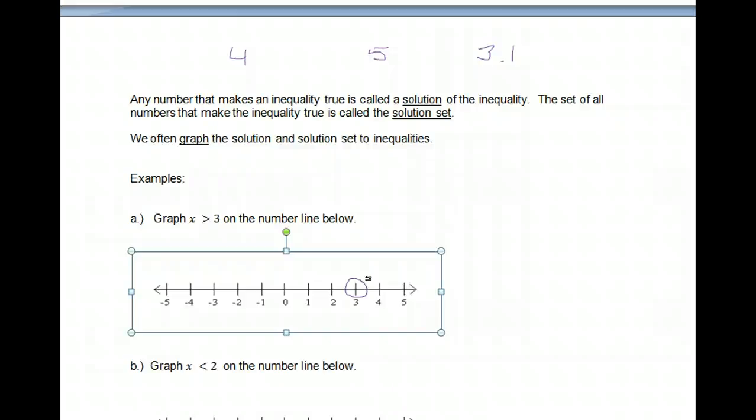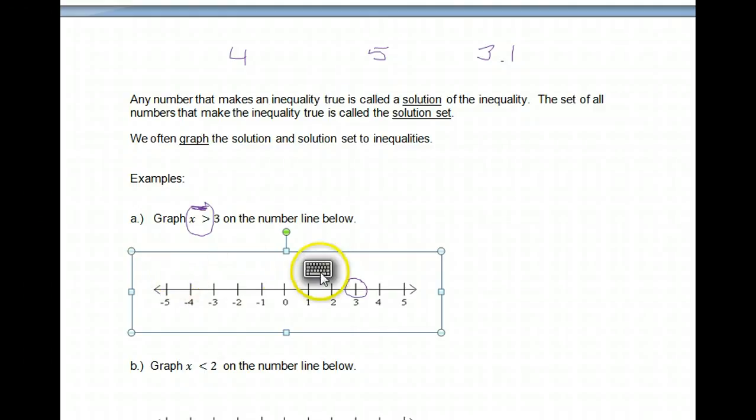So an open circle tells us those two things, that it's the boundary and that the number 3 is not included in that solution set. Then, after you put your open circle on the number line, you refer back to your statement and you say x is greater than 3. So where are the numbers greater than 3?